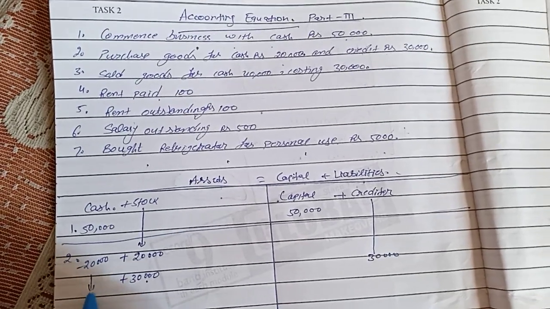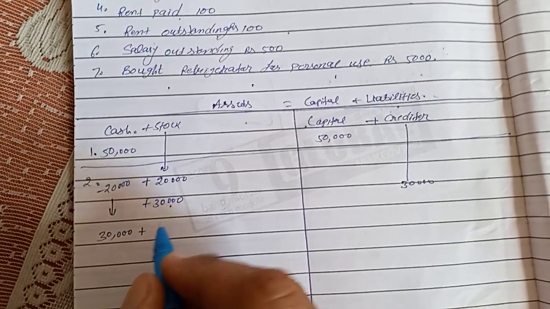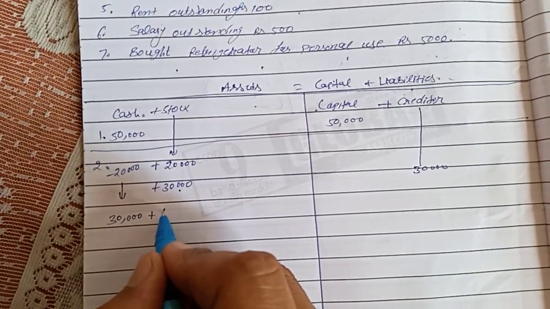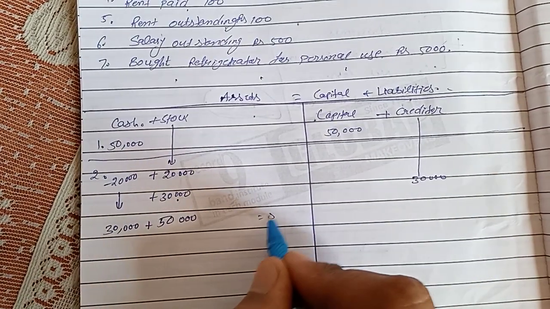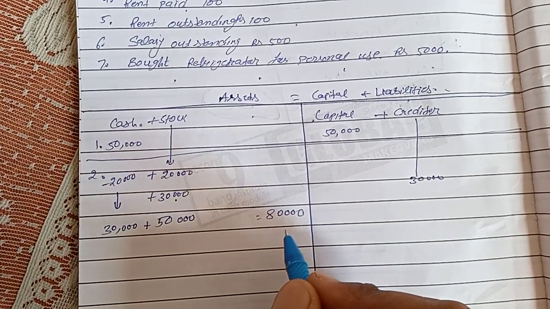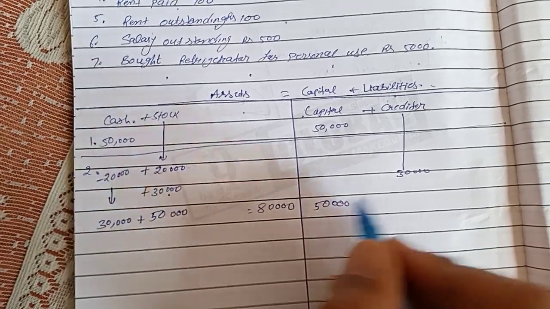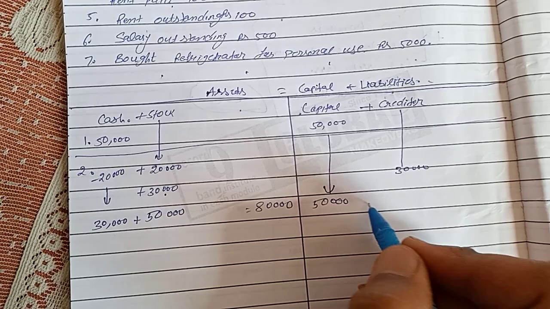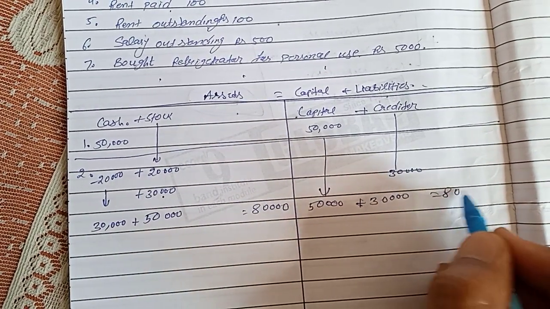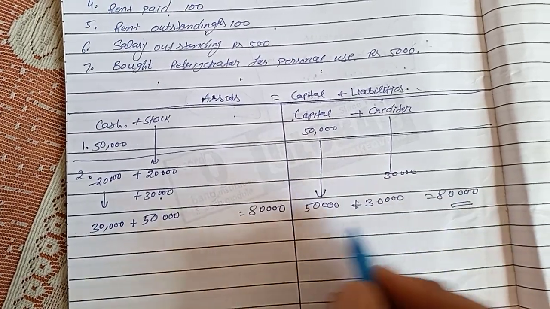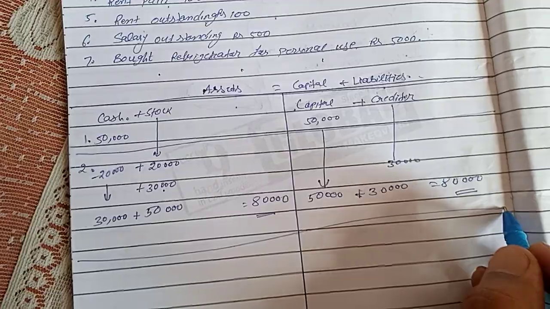After this, let's check the balance. Cash I have 30,000, stock I have 50,000, total value is 80,000. In the case of capital I have 50,000 and creditor is 30,000, total is 80,000. So it is proved, your assets are equal to your liabilities. Now come to the third equation.